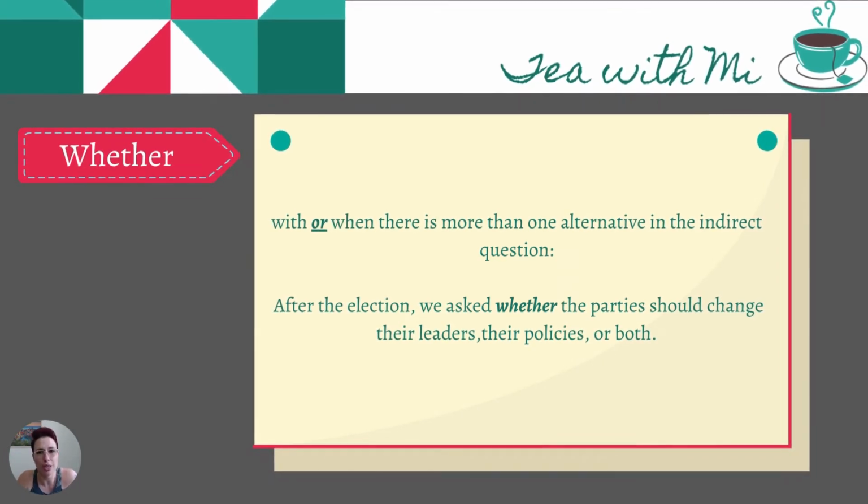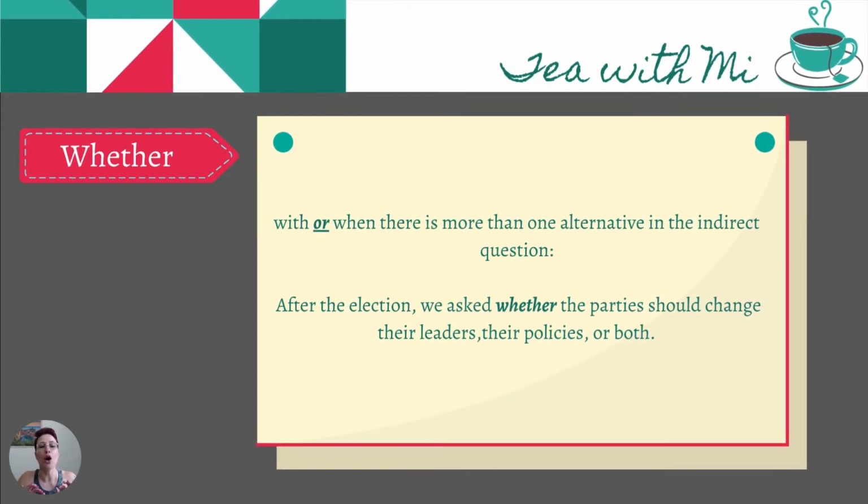But then we have a situation when we use whether most of the time. We use whether all the time, actually, with or, when there is more than one alternative. When I am presenting alternatives for something to a person, I need to use whether. After the election, we asked whether the parties should change their leaders, their policies, or both. I have options here. I'm presenting options for a person.